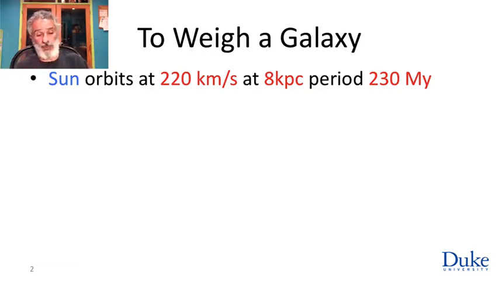And if you compute 2 pi r divided by v, you find that the sun orbits the Milky Way once every 230 million years, which means that in the 5 billion year history of the sun, we've gone around the Milky Way about 20 or 25 times. So the sun has sampled all kinds of places in space in the course of its history.